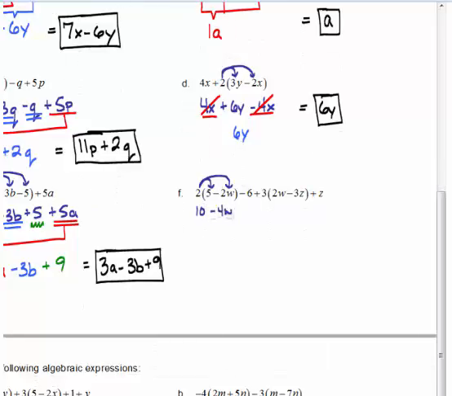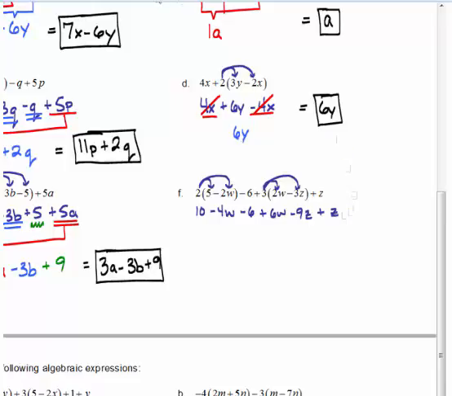Let me write that w a little better. Okay, and then minus 6, just bring that down. And now that 3 outside the parentheses, we've got to distribute again. So 3 times that, and then 3 times this. So 3 times 2 would be plus 6w. 3 times negative 3, that would be minus 9z. And just bring down the last plus 1z.